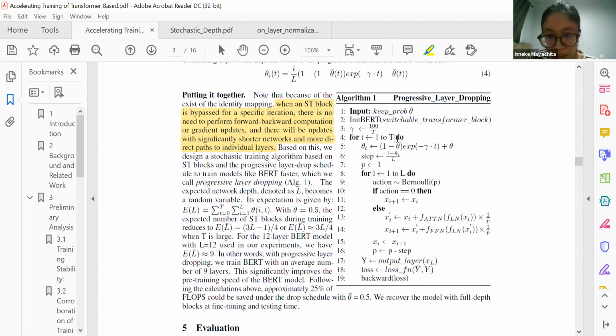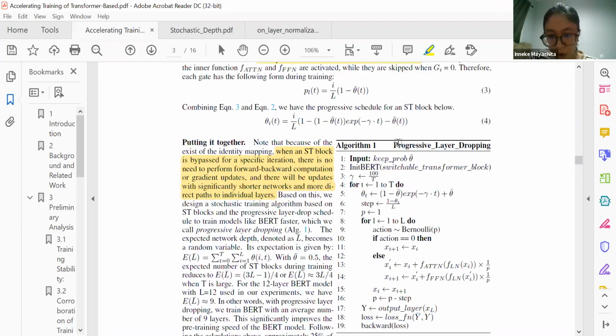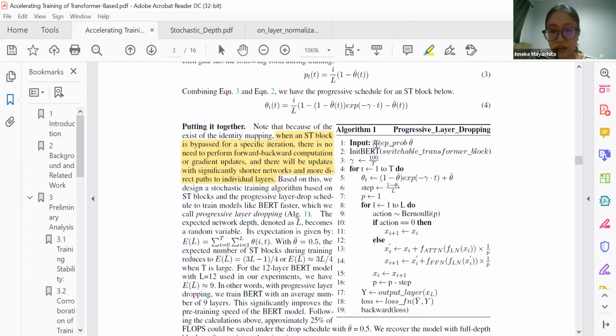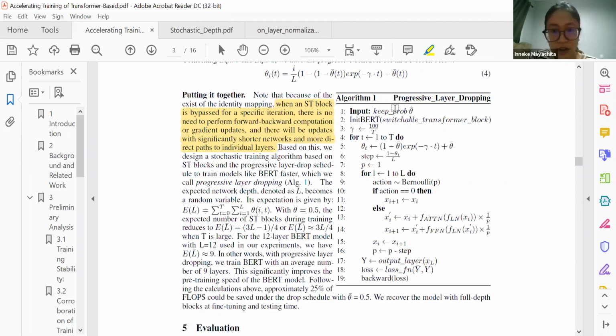So if we have a T number of steps of our training, we're not going to drop any layers at the start, and we aim to have a theta bar value at the end of the training. Then for each layer in the depth dimension, we take a Bernoulli random variable to see for each layer whether we're going to retain it. Okay. So basically that's the idea that they proposed in this paper.